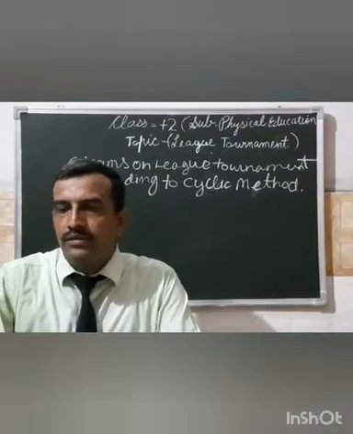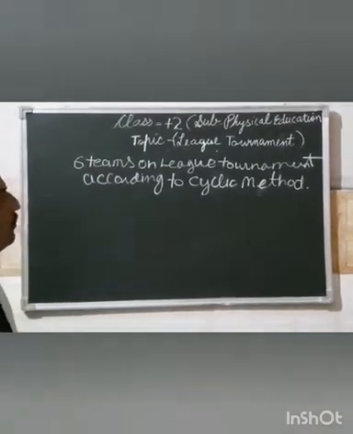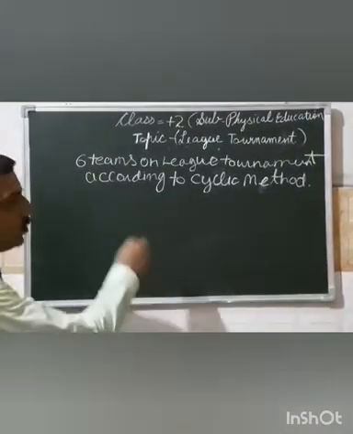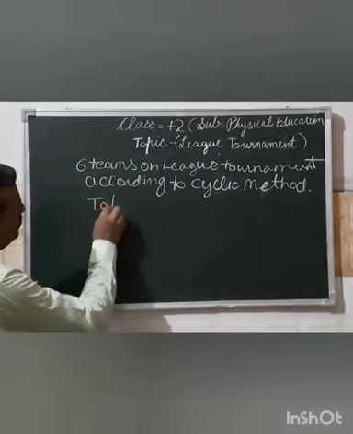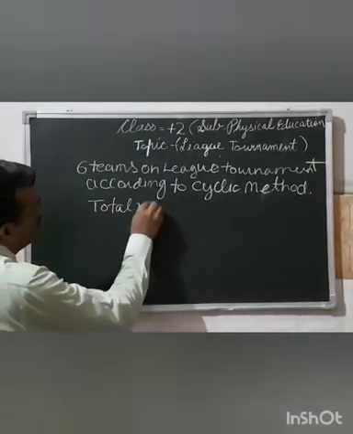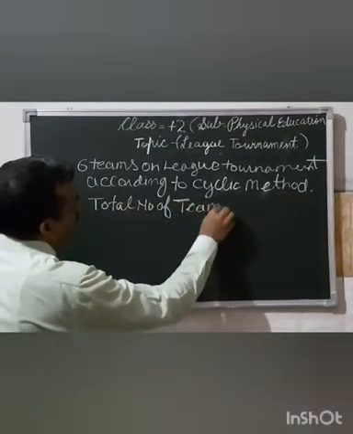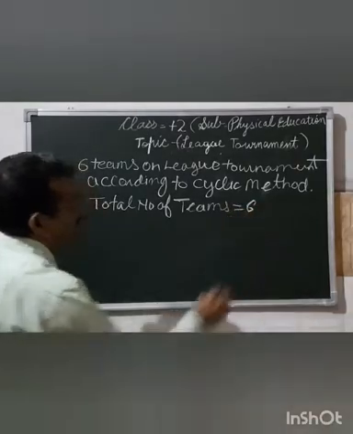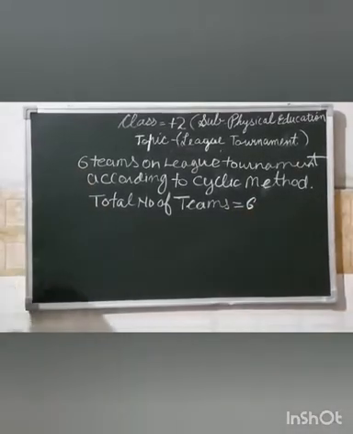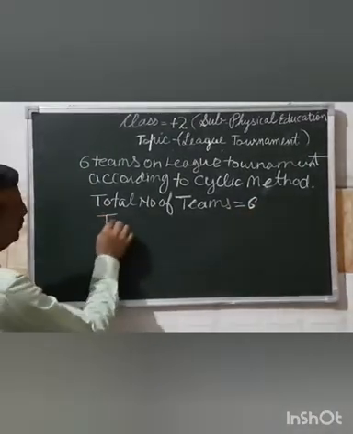Now we will discuss the cycling method. First, the total number of teams is equal to 6. Next, the total number of matches.